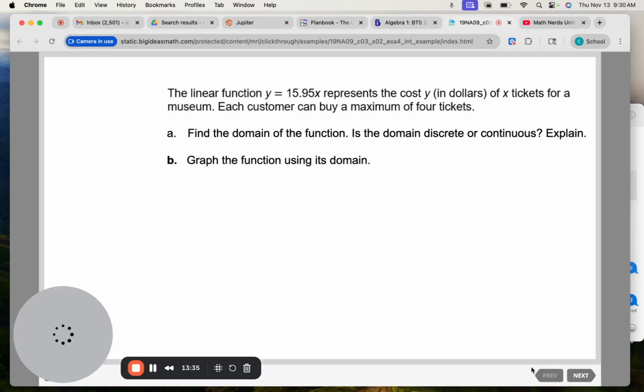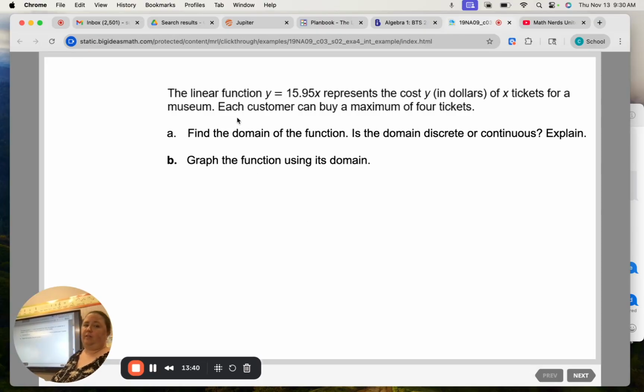All right, so let's look at the example. Is this example 4? Excellent. So first of all, the linear function y equals 15.95x. Is that a linear equation? Yes. It just doesn't have a plus b. That's fine, plus 0 is correct. It represents the cost, where y represents dollars and x represents the number of tickets for a museum. Each customer can buy a maximum of 4 tickets. Find the domain of the function. Is the domain discrete or continuous, and tell me why. And then graph it using its domain.